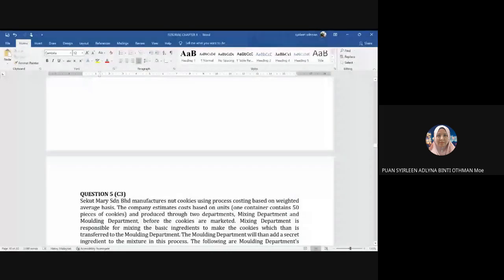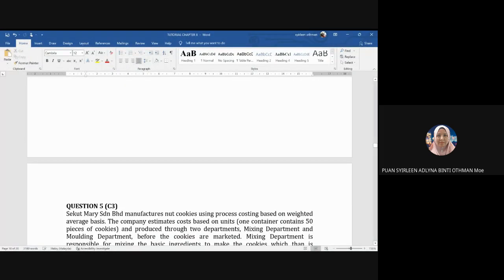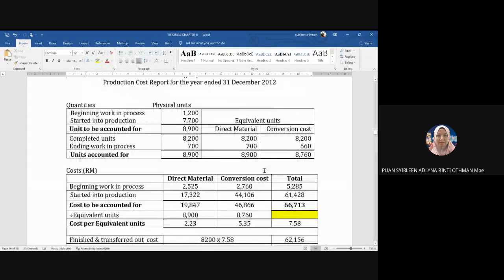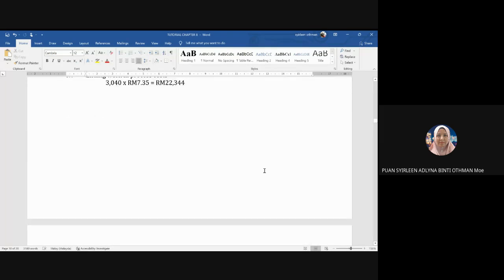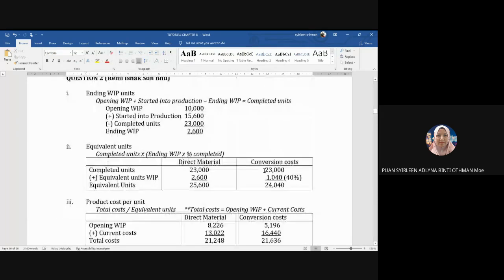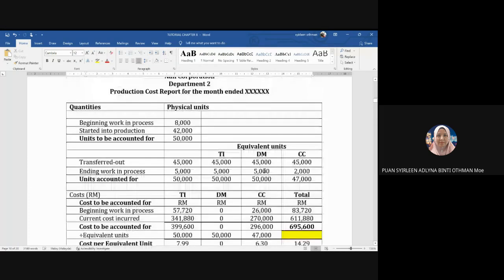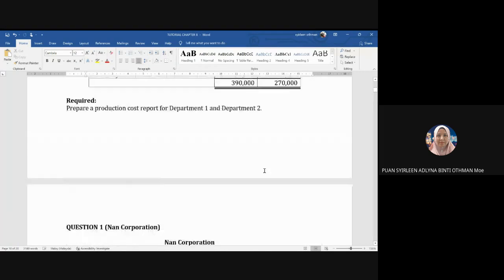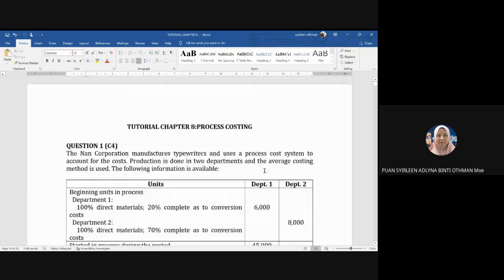So this is your tutorial. Okay, sebelum saya start, I just want to remind you all tentang tutorial topik 8. There are a few things yang you all kena faham dulu lah, especially the requirements of the questions.